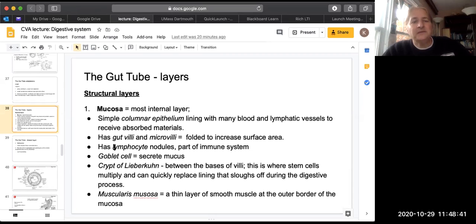The mucosa also has lymphocyte nodules, so part of the immune system is connected with the gut. They have goblet cells, which secrete mucus.